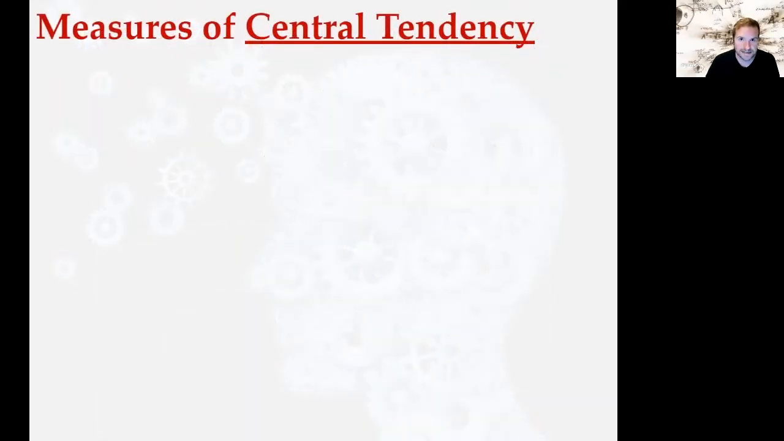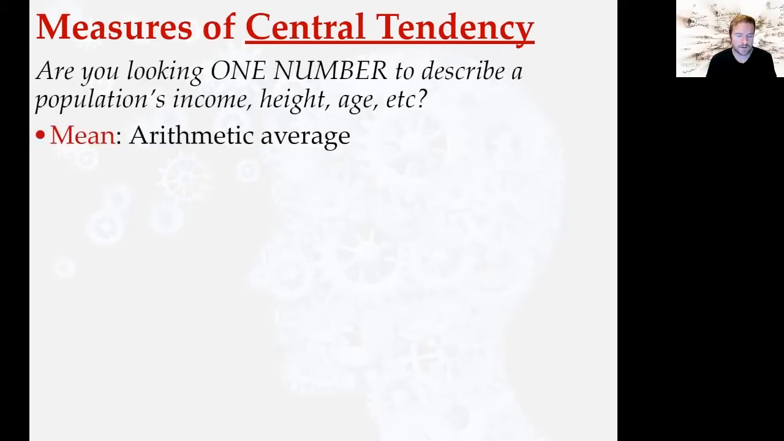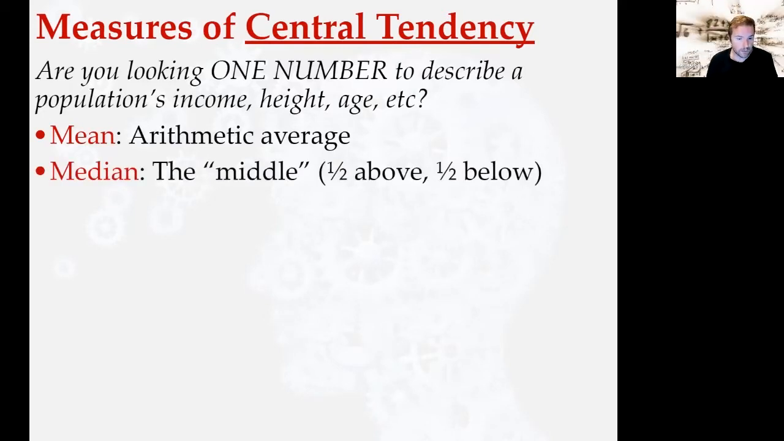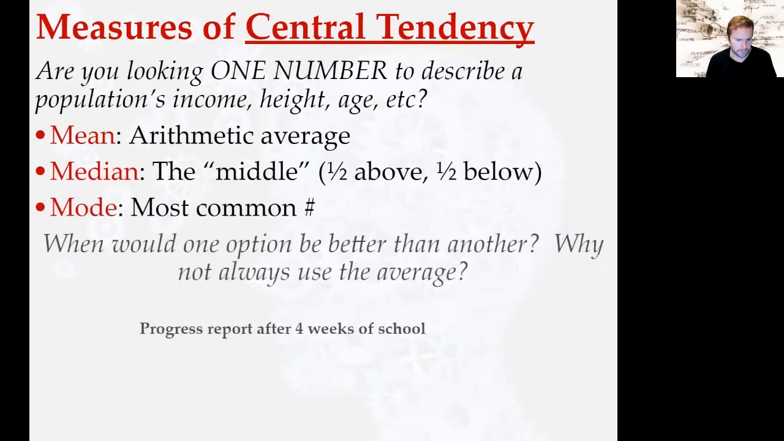Measures of central tendency. Are you looking at one number to describe a population's income, height, age, etc.? The mean is the arithmetic average. The median is the middle number. It's half above and half below. Also, keep in mind that if there's not a direct middle number, you take the two middle numbers, add them together, and divide by 2, and that gives you your median. The mode is the most common number.